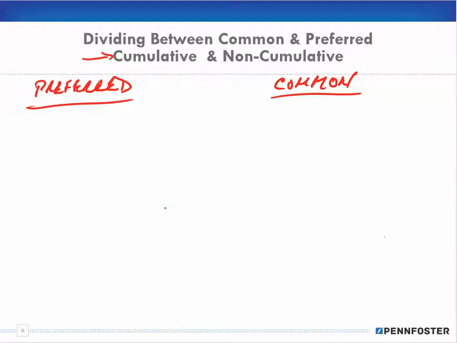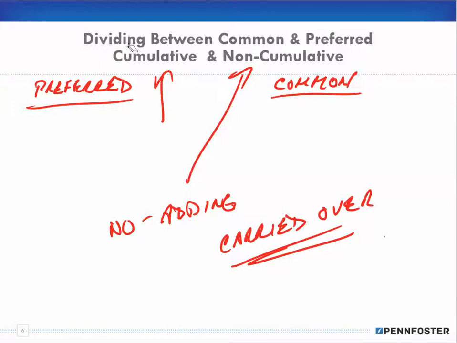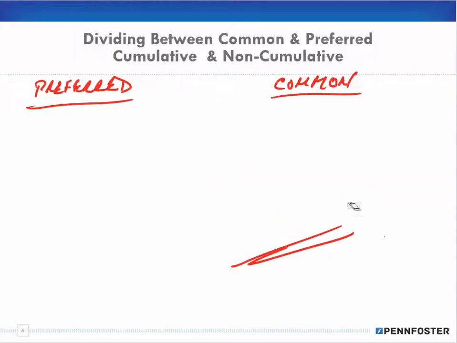Non-cumulative means there's no adding, right? So non-cumulative, meaning what happens during that year, during that dividend declaration, is all that happens. Nothing gets, quote unquote, carried over. Okay, nothing gets carried over. Cumulative, the terms do get carried over. Okay, and let me just give you an example, and it's just easier to do it that way.